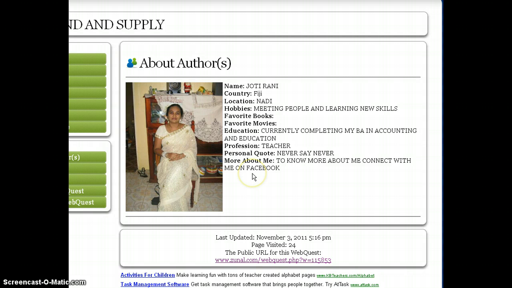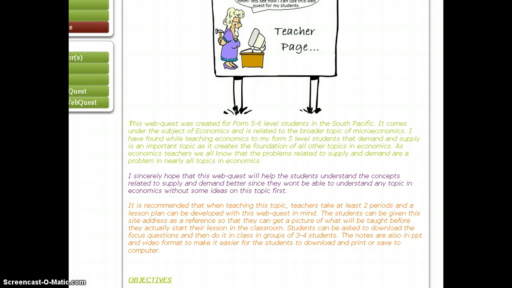Now let us move on to the teacher page, which is very important for the teachers. You are now on the teacher page. Here you will find a brief description of why this Webquest was created. This Webquest was created for Form 5 to 6 level students in the South Pacific. It comes under the subject of economics and is related to the broader topic of microeconomics.